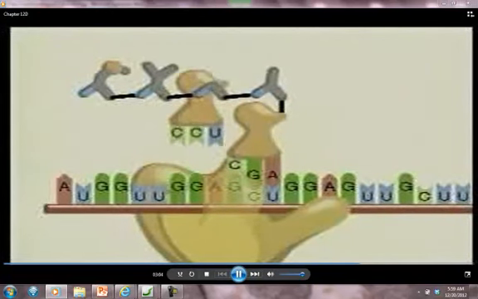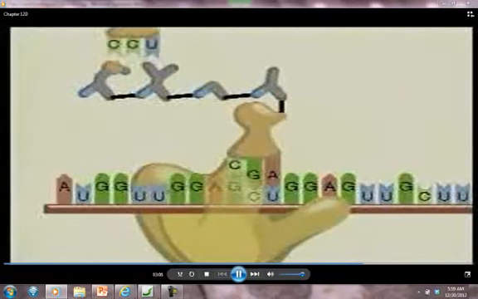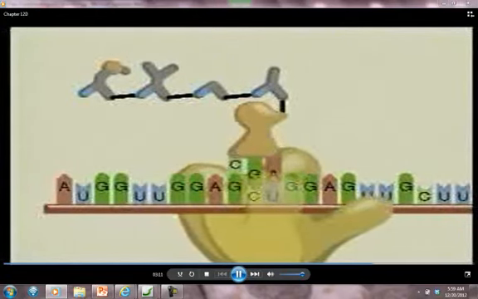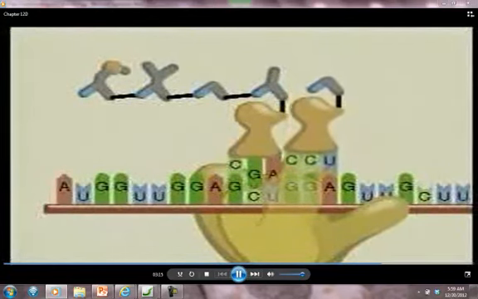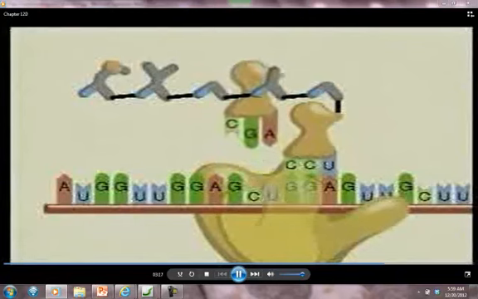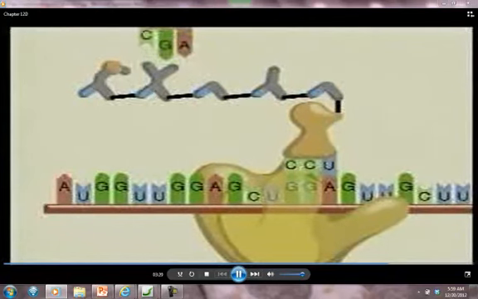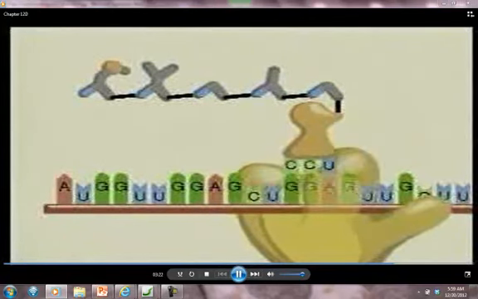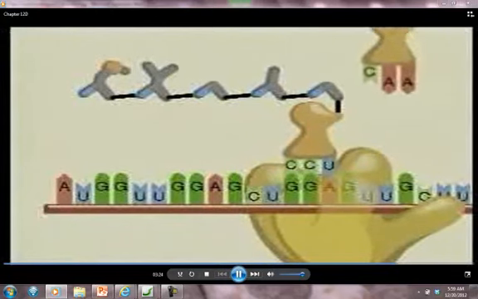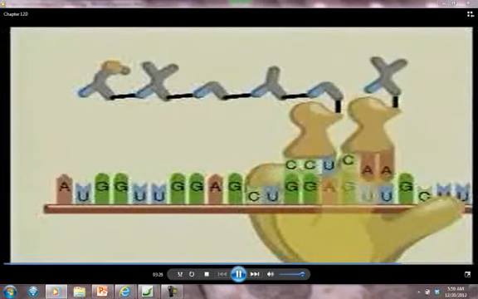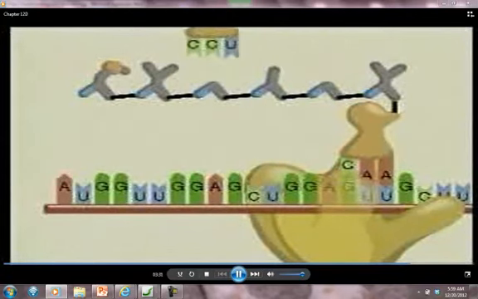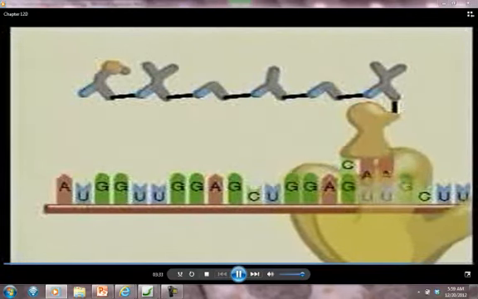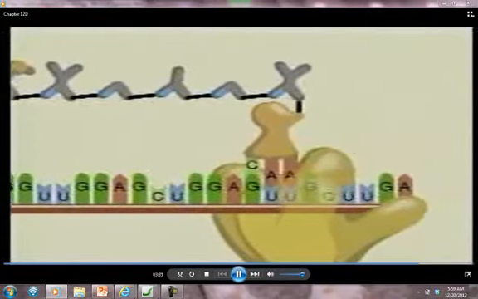The tRNA that gave up its amino acid detaches, and the ribosome moves down the mRNA strand to the next codon. This process, called elongation, builds proteins one amino acid at a time. The 3 bases that make up a codon determine which tRNA attaches. Since each tRNA carries a specific amino acid, the sequence of amino acids in the new protein is determined by the sequence of bases in the mRNA.